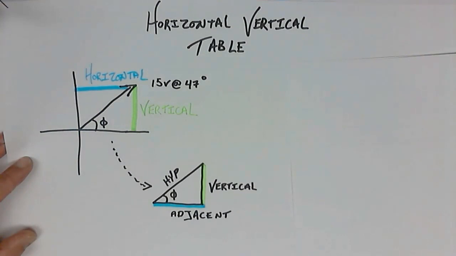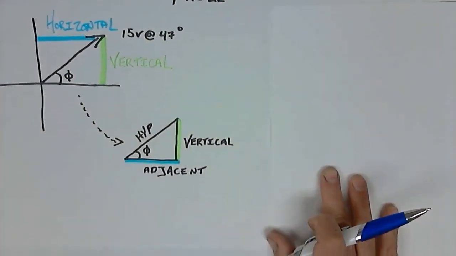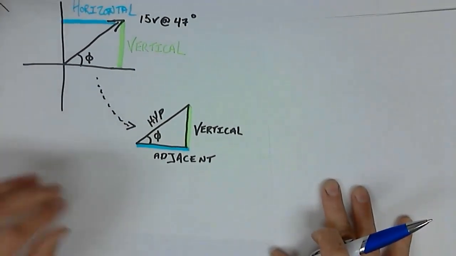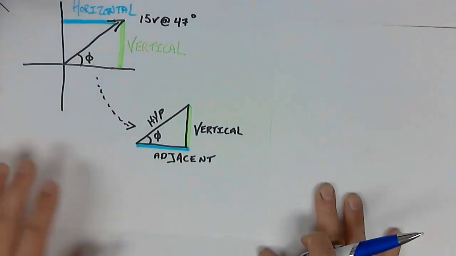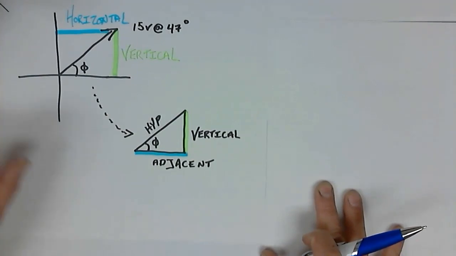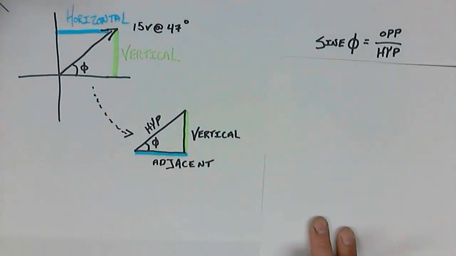Now, if I wanted to work out the vertical component and the adjacent component, then I have to use some of my basic trigonometry. And so the first thing that we're going to do here is we're going to be taking a look at how we use our trig to calculate the vertical component. And the vertical component is going to be using this, sine of the angle.